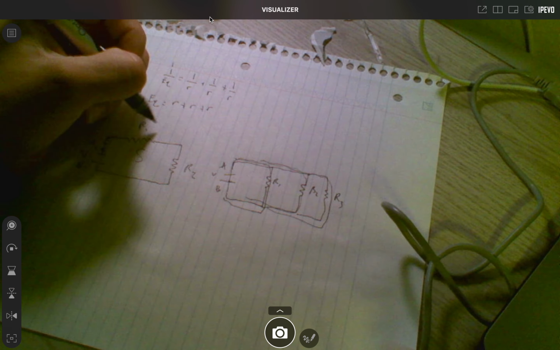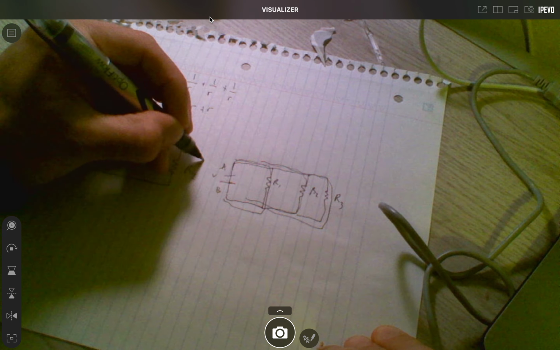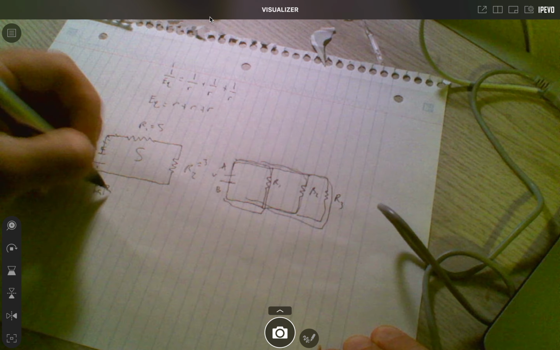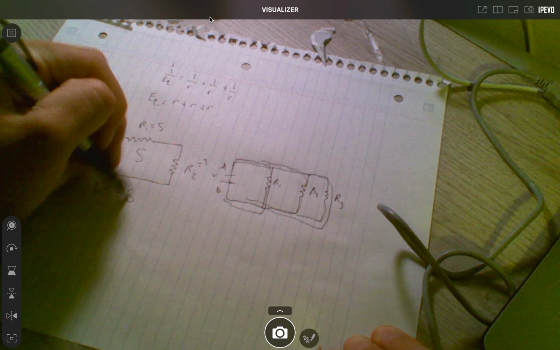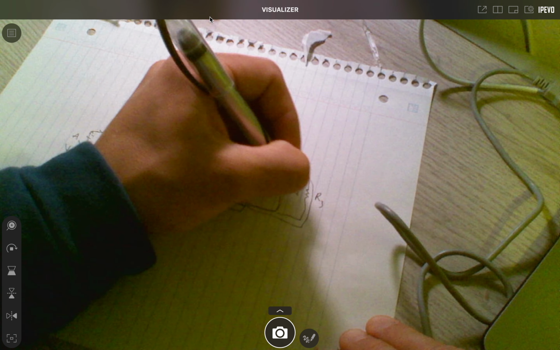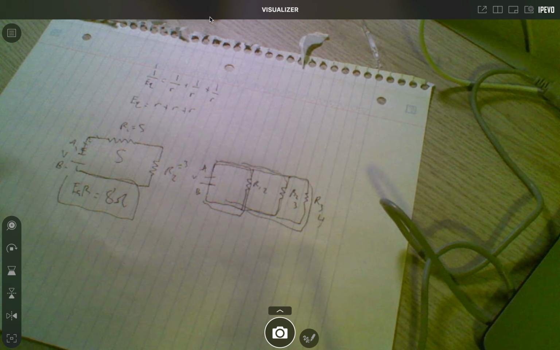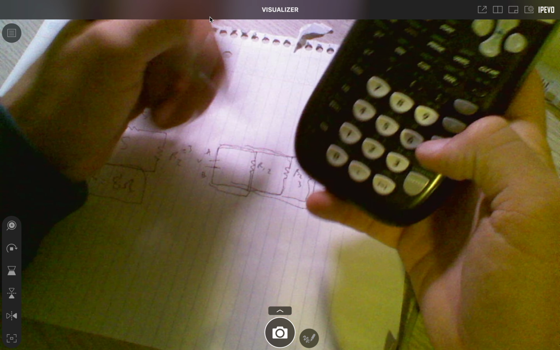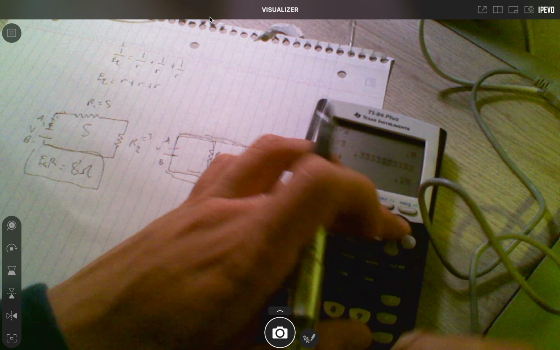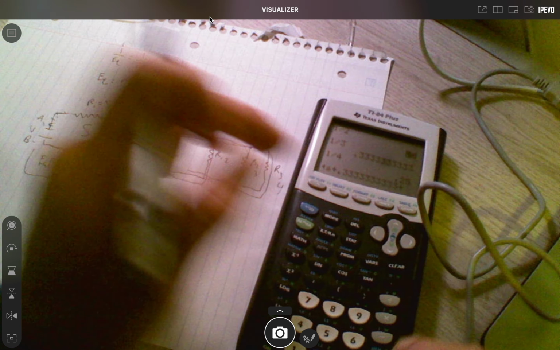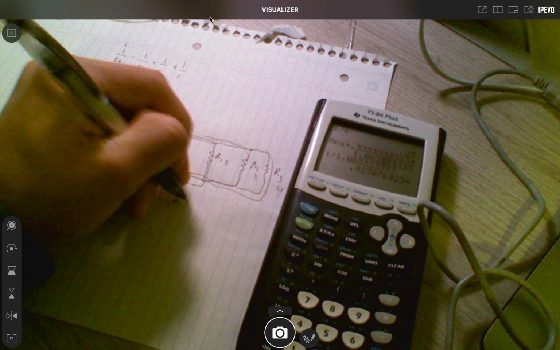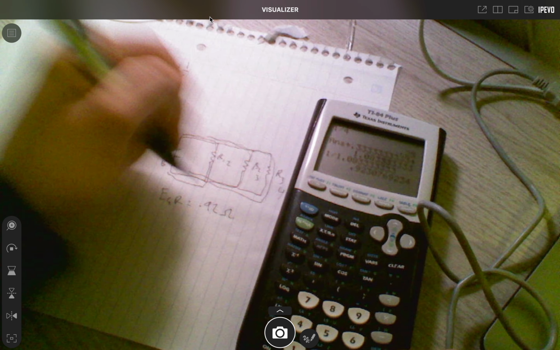So if resistance 1 was 5 and resistance 2 was 3, then our equivalent resistance would be 8 ohms, and that's it. For this one, if this was 2, this was 3, and this was 4, then we would do 1 over 2, 1 over 3, and then 1 over 4. We would add all those up, and then we would take the inverse of that. So our equivalent resistance would be 0.92 ohms.